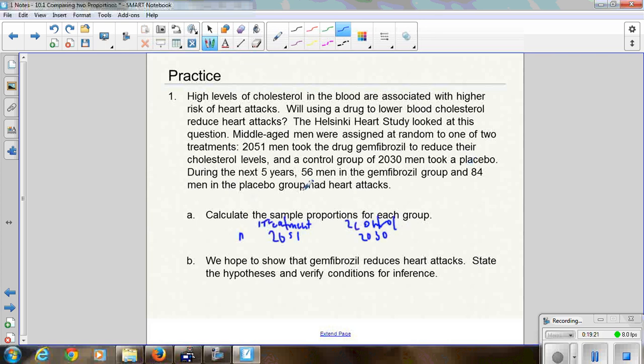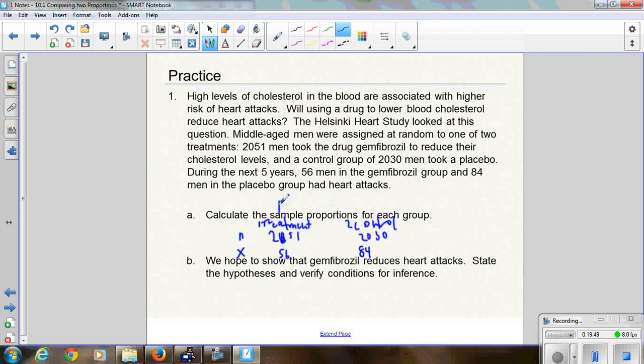And then I know that 56 men in the gemfibrozil group. So I'm going to call this X. X represents the number of successes. So 56 men had a heart attack in the treatment group, and 84 men had a heart attack in the control group. And you can label them differently. Like if you want to put the control group as population 1 and the treatment group as population 2, you certainly can do that.